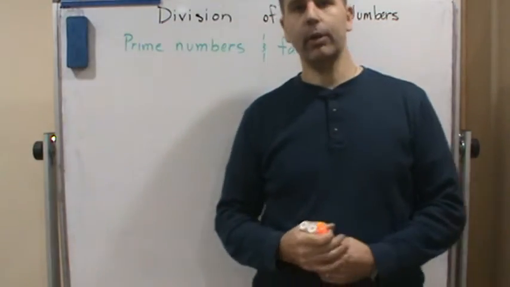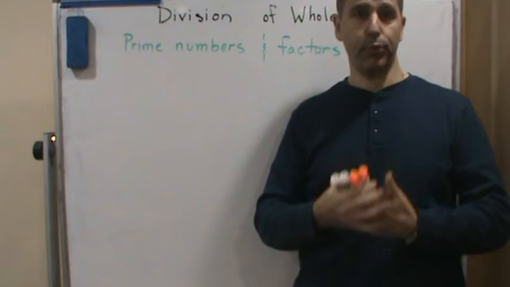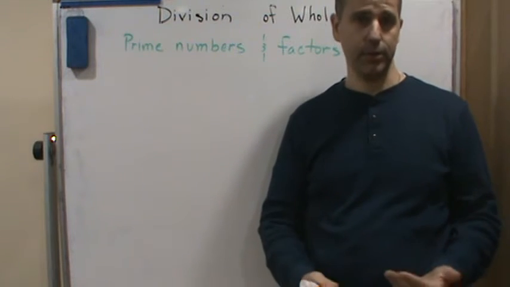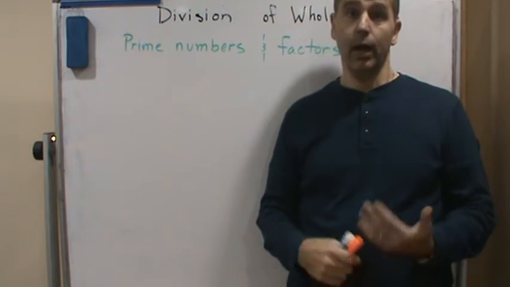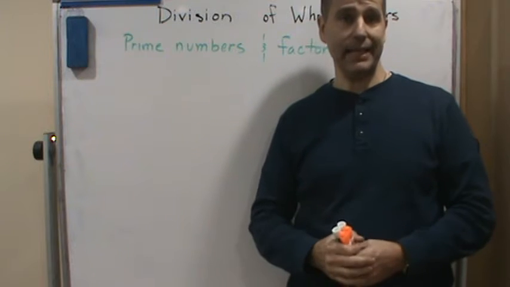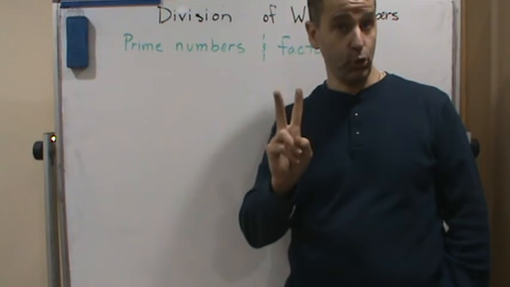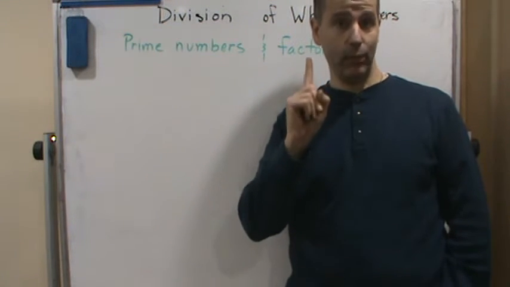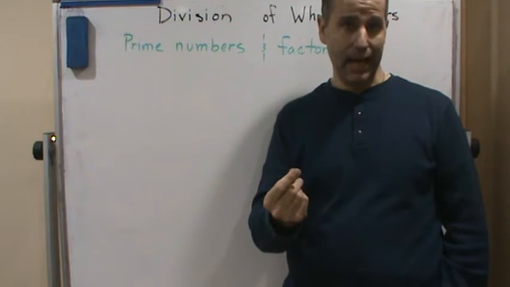Okay, so welcome back. Now we're going to talk about prime numbers and prime factors. Okay, so what's a prime number? A prime number is defined as any number that only has two divisors, one and itself.